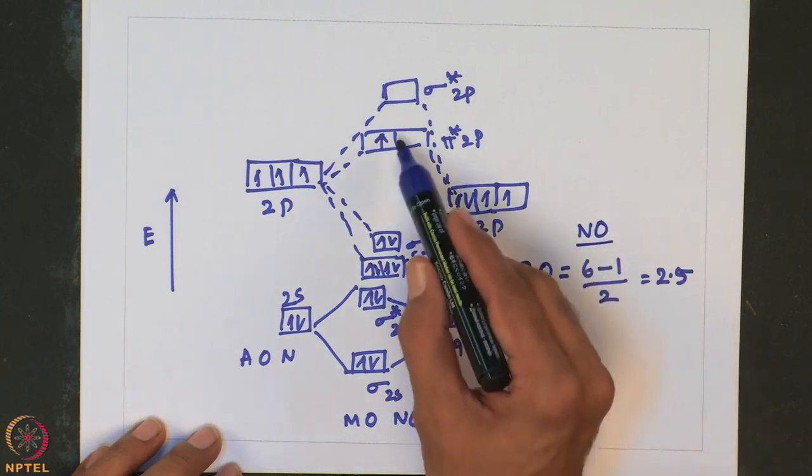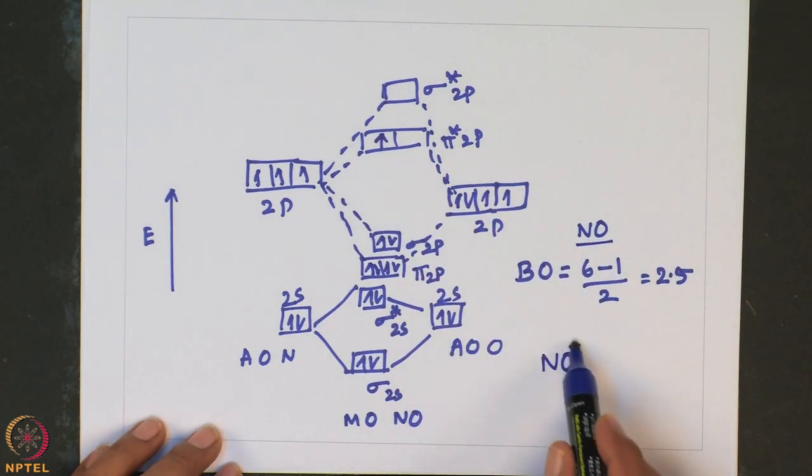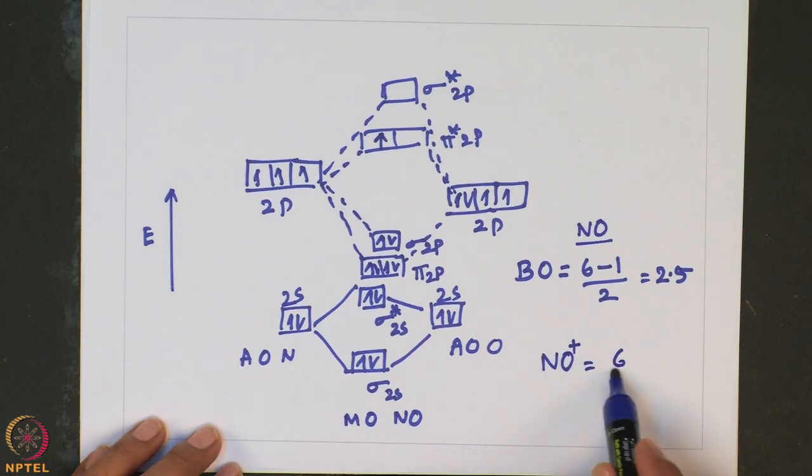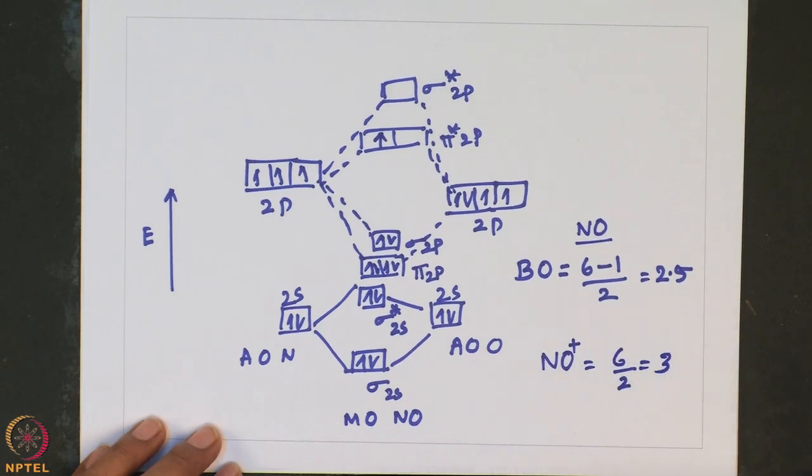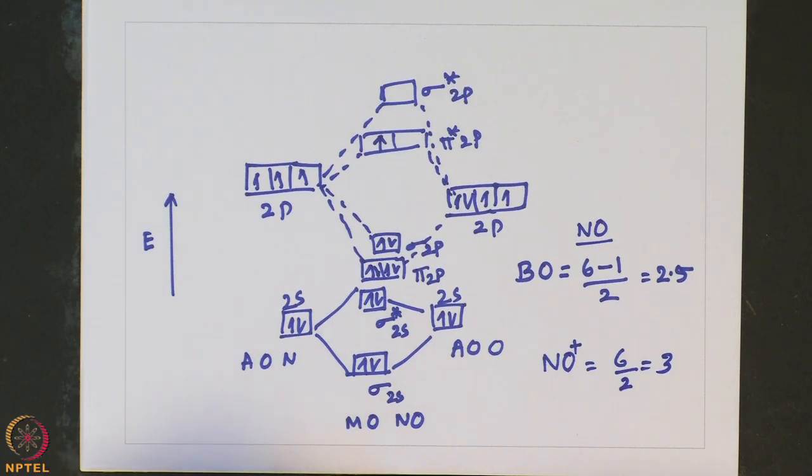Similarly, if you remove this electron, NO plus will have a bond order of 6 by 2, that is 3. So, the NO bond is getting stabilized. That is the reason this NO ligand has a tendency to act as a cationic ligand by eliminating the electron present in the anti-bonding orbital. That means the character, reactivity and properties of molecules can be predicted simply by writing the MO diagram and looking into the electronic arrangement in the bonding and anti-bonding orbitals.